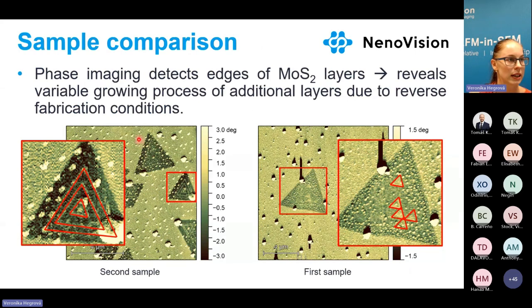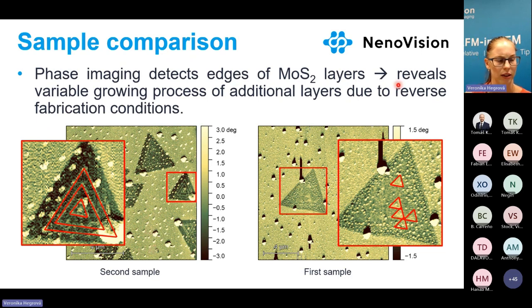And what we can see is that phase imaging detects the edges, and it revealed some differences in the contrast, probably due to the growing process. So as we saw it in all the flakes. So we can see that in the second sample, we have the triangles over here, which we see in red, are centric. And probably the layers in this second sample are growing from the middle.